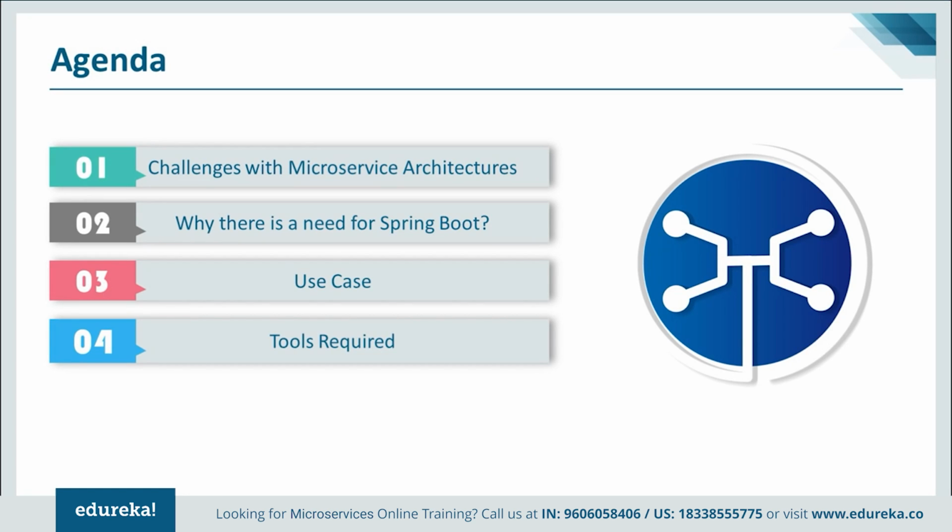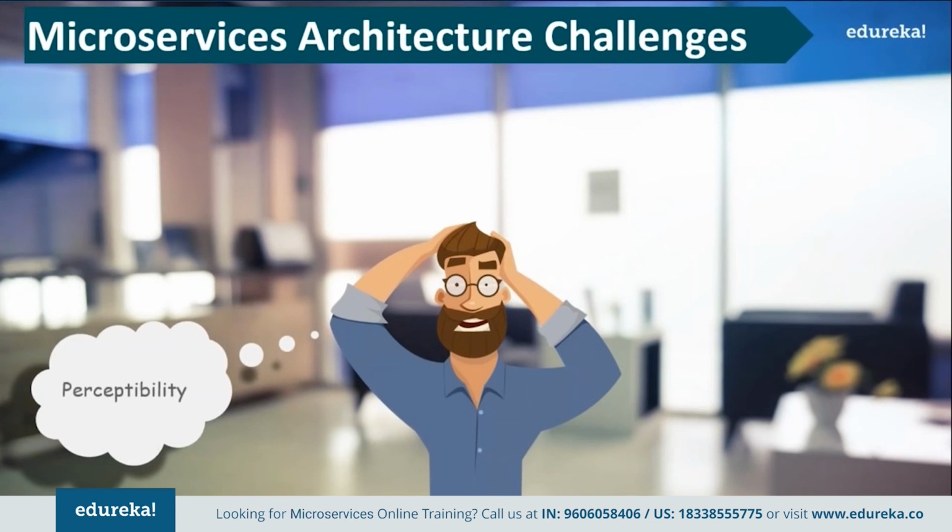So let's begin, guys. We'll first start with what are the various challenges with microservice architecture. So the first challenge that we are going to discuss is called perceptibility. Now, as we know that in a microservice, there are small components to deploy and maintain, and there are many of them. So there are many small components that we need to deploy and maintain.